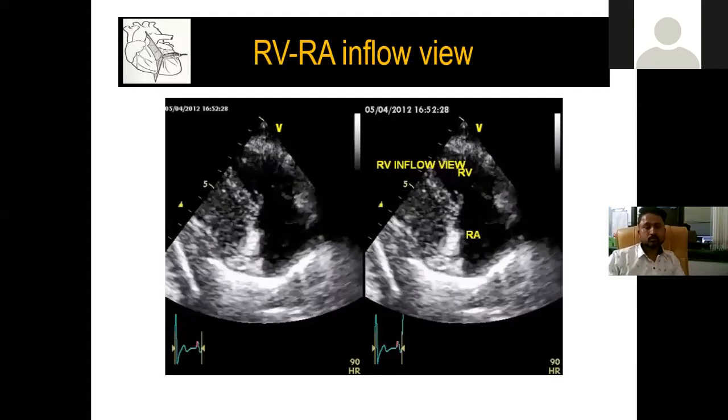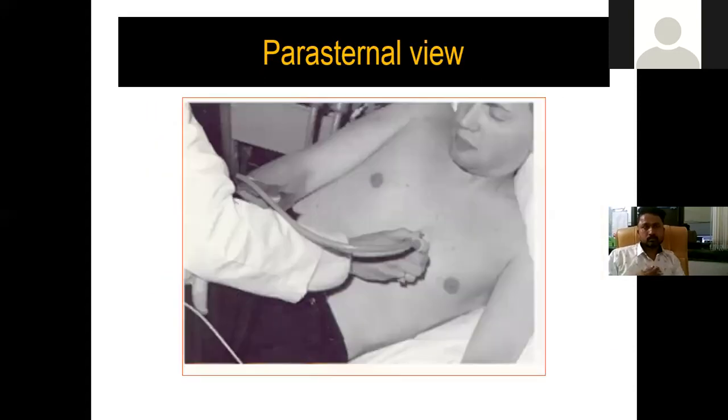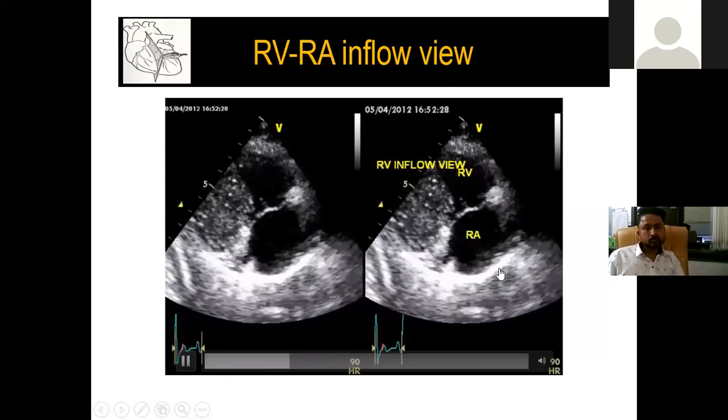Let's move on to this RV-RA inflow view. If I move my transducer from the left third intercostal space, this is the index marker at the third intercostal space, facing the 11 o'clock position. Now let the transducer footprint start looking towards the mediastinum. If I tilt this transducer to the right side, the footprint starts looking medially. So what is looking forward? Here is RA, here is RV. We get the RV-RA inflow view.